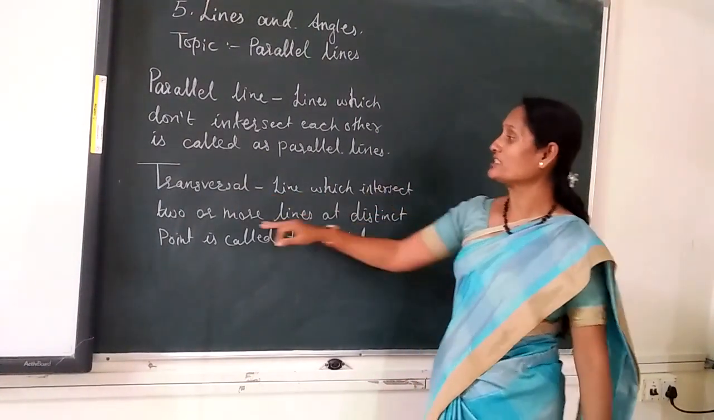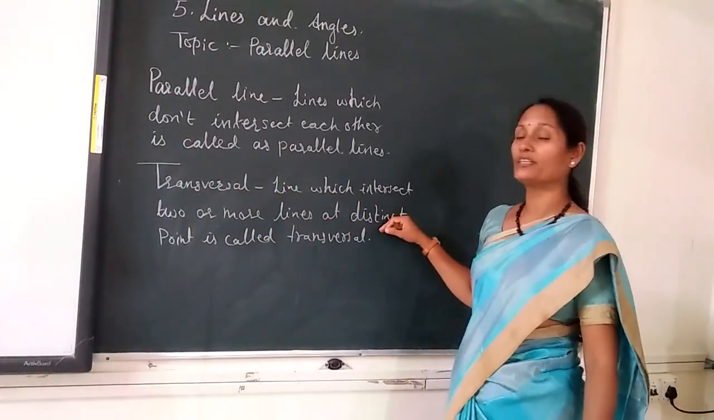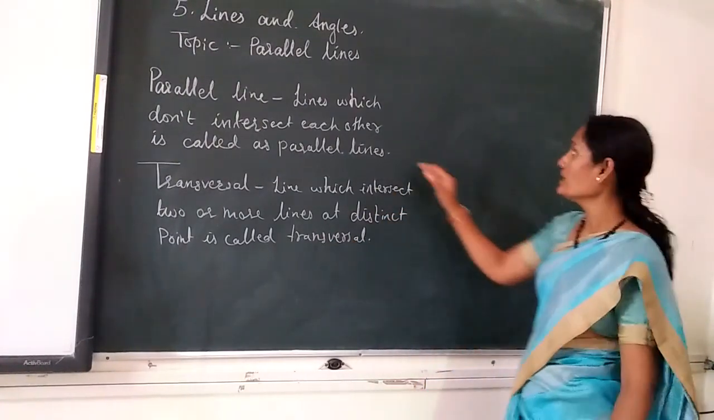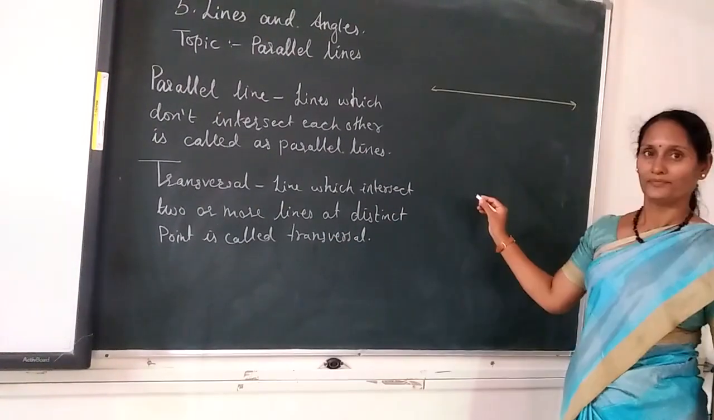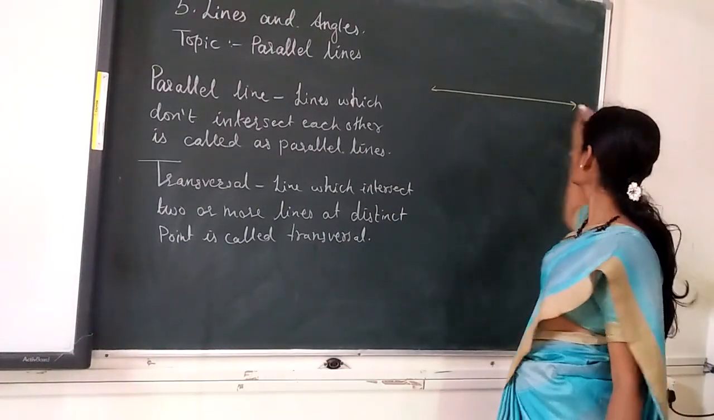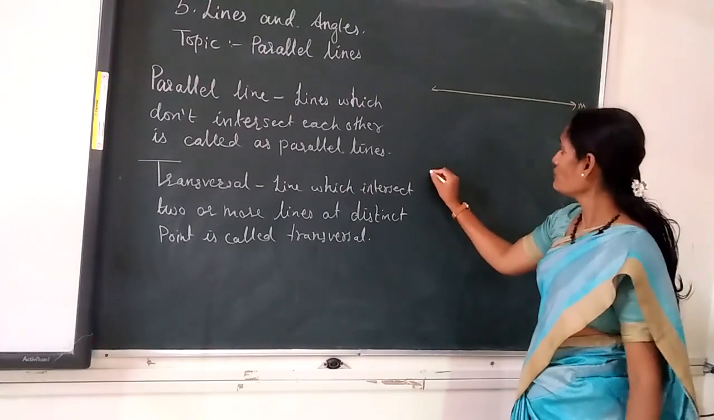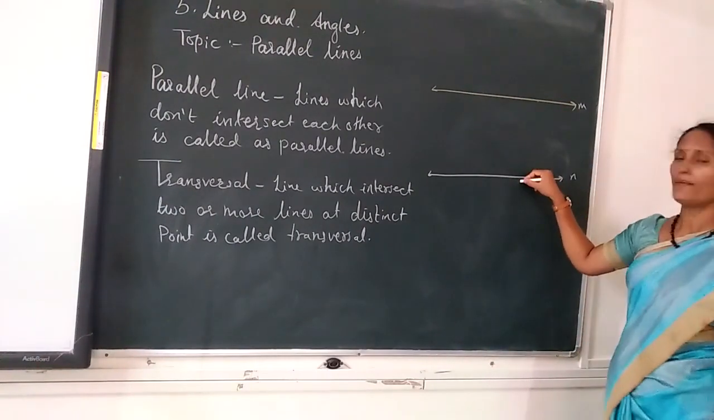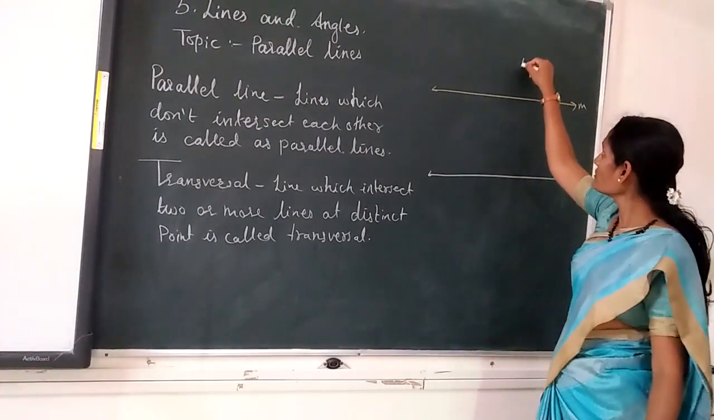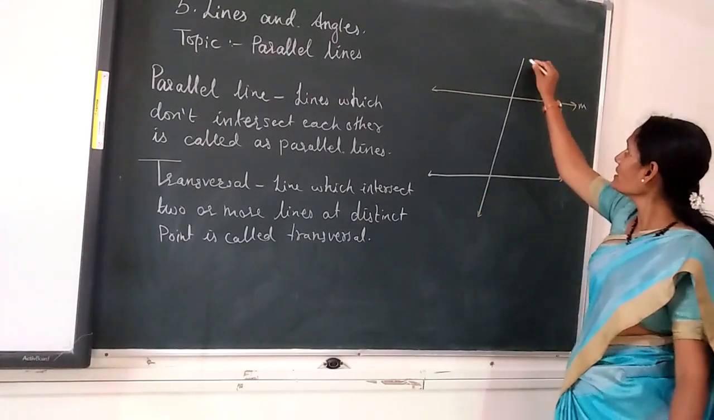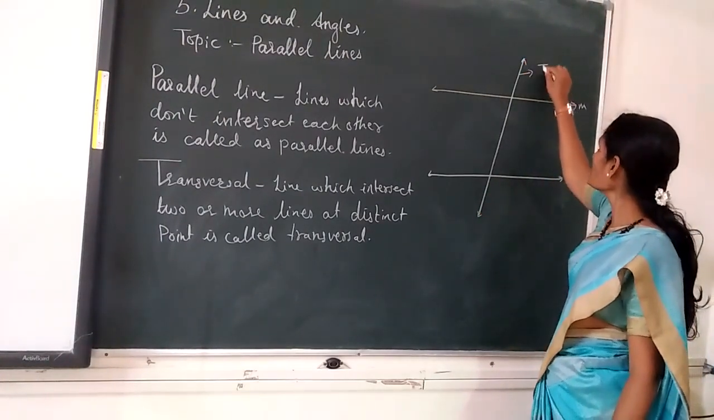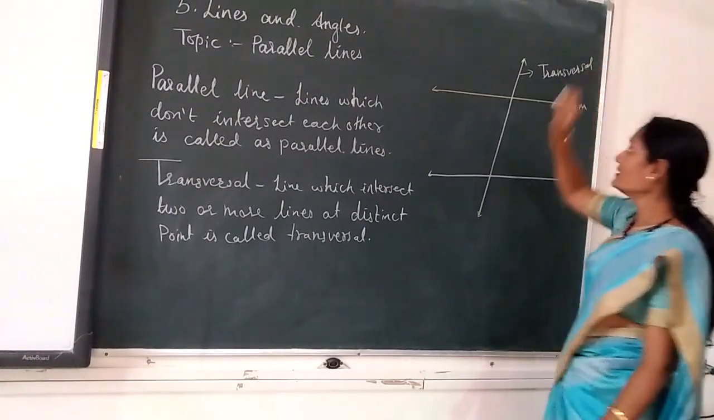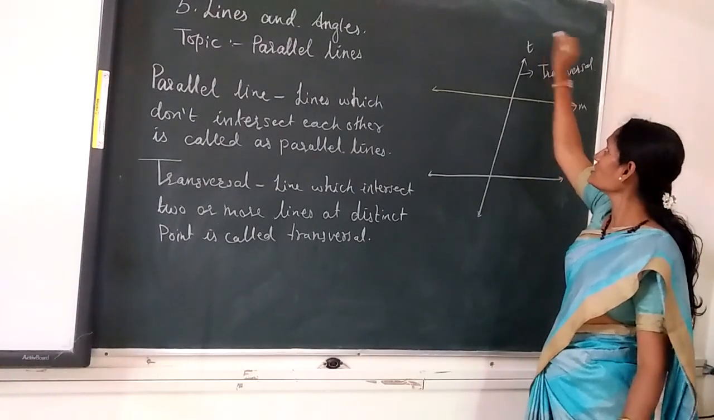Transversal. A line which intersects two or more lines at distinct, meaning different, points is called a transversal. Okay students? Now let's draw a figure. This is line M. Now one more line I am drawing. This line is known as N. So these two lines are parallel lines, and the line which is passing through them is known as the transversal. Let's name it as T.